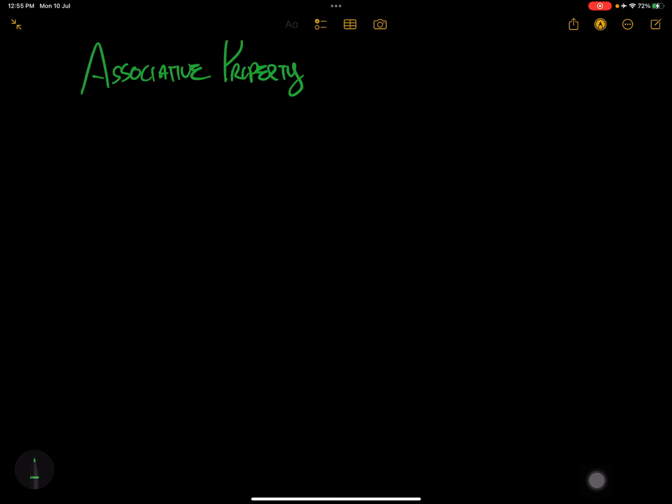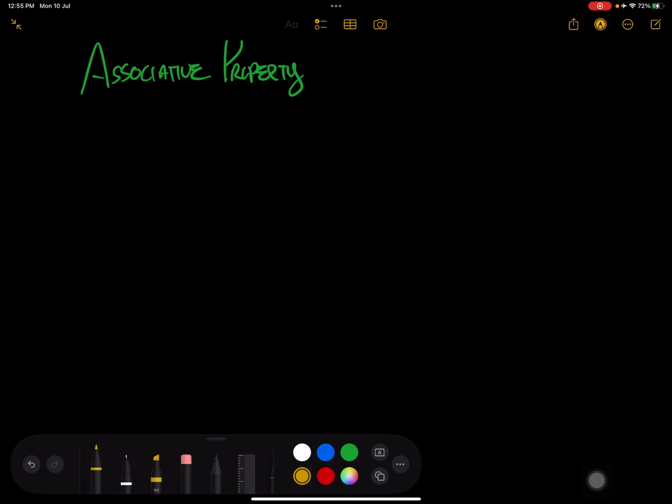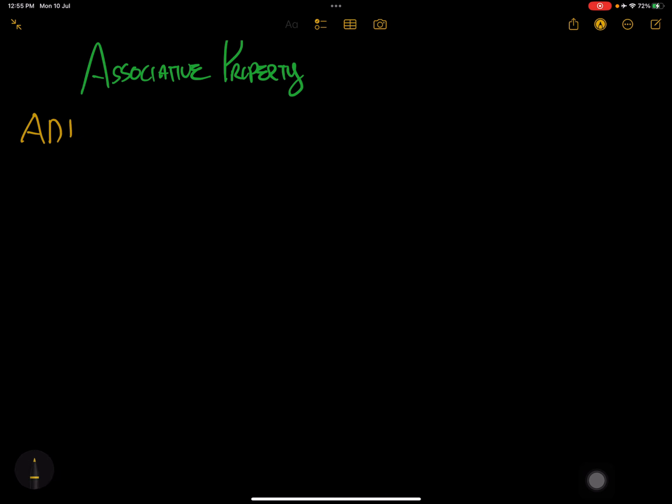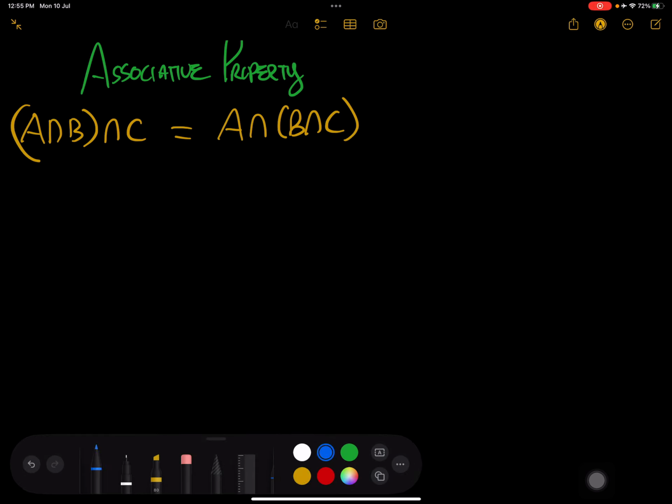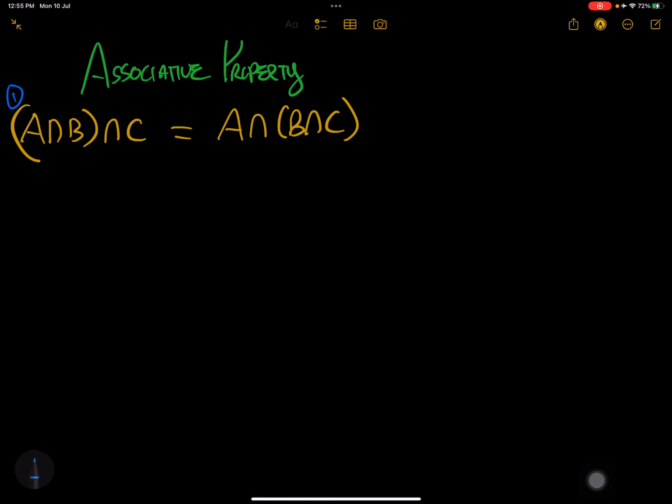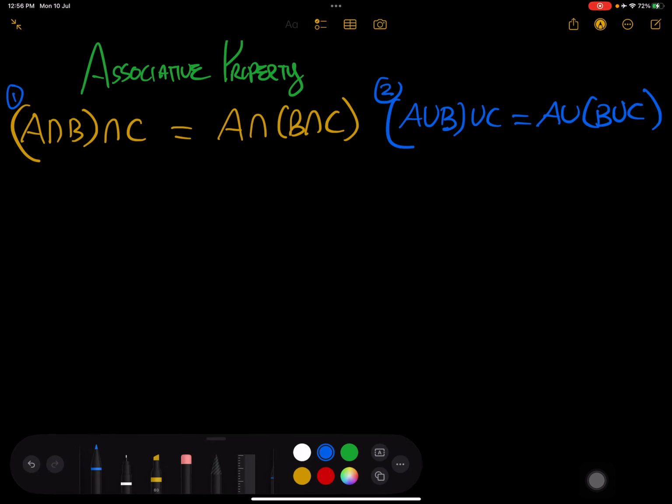With the associative property, all we are saying is that A intersection B intersection C is the same as A intersection B intersection C, grouped differently, like this. This is the first one of the associative property. The second one says A union B union C is the same as A union B union C. So we're going to use the Venn diagram to see if we can prove this.